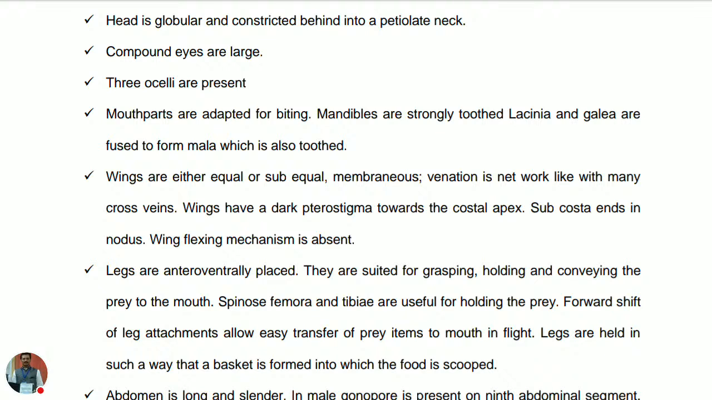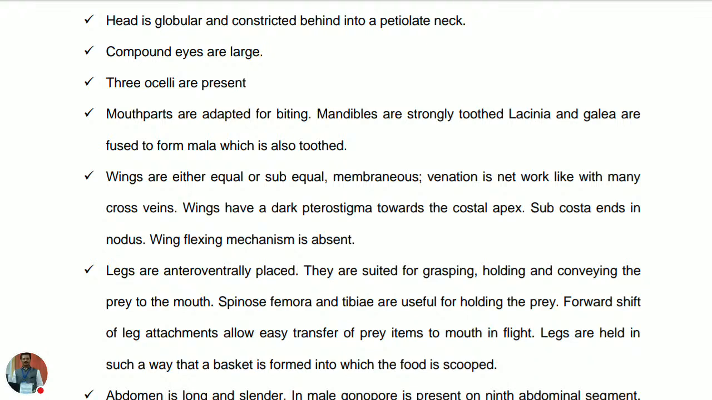The wings are membranous, hence you can see they are transparent, and the venation is network-like with many cross veins. The wings have a dark pterostigma. Earlier in the hypothetical wing venation we have seen this. The wings have a dark pterostigma towards the costal apex. Costal apex means the vein costa, and apex means near the apical angle. Then subcosta ends in the nodus.